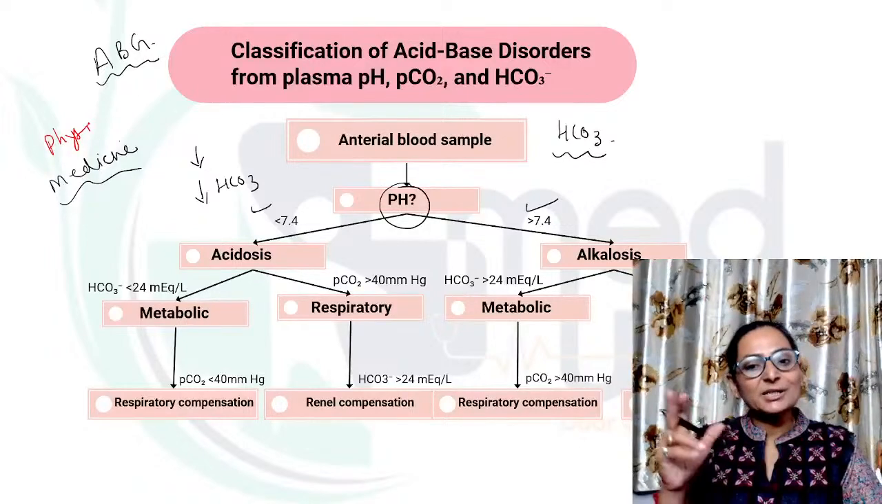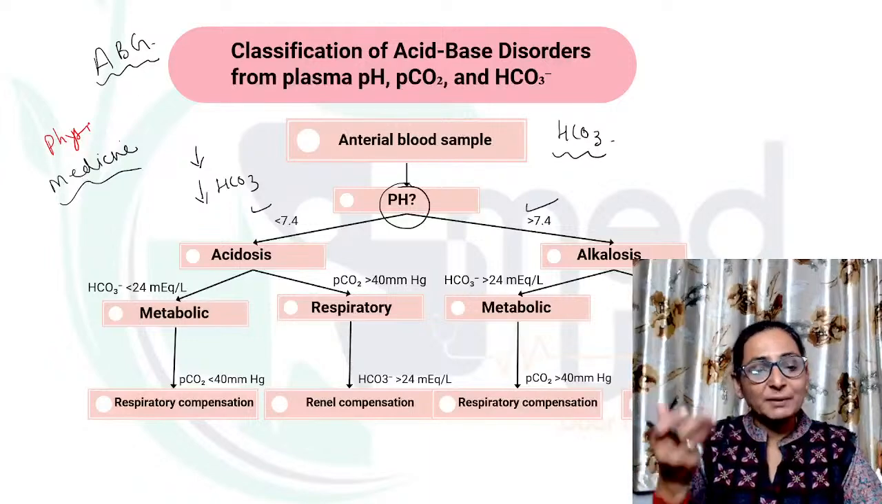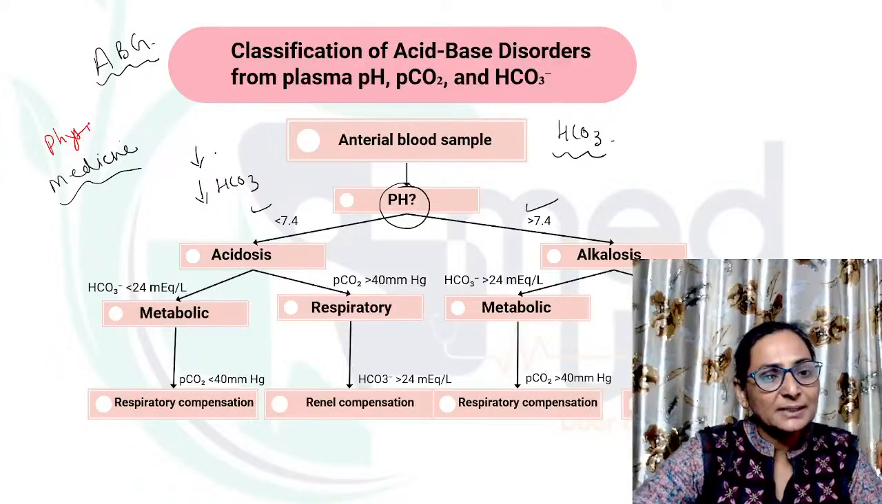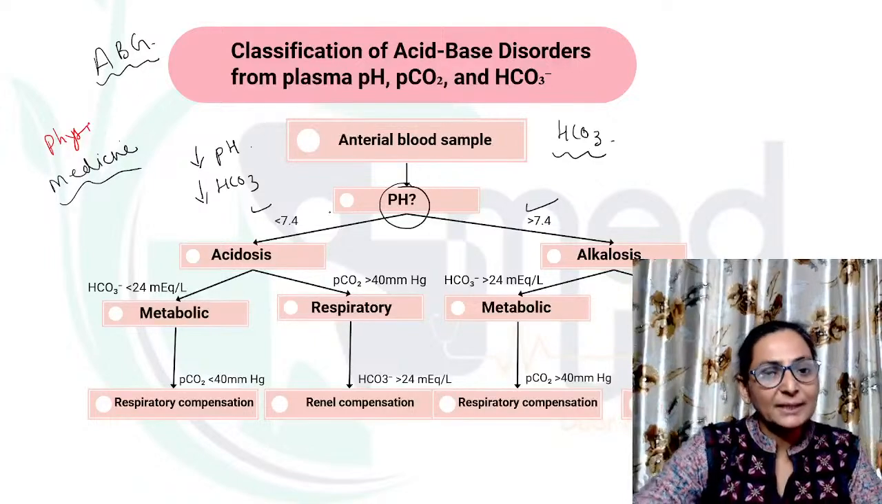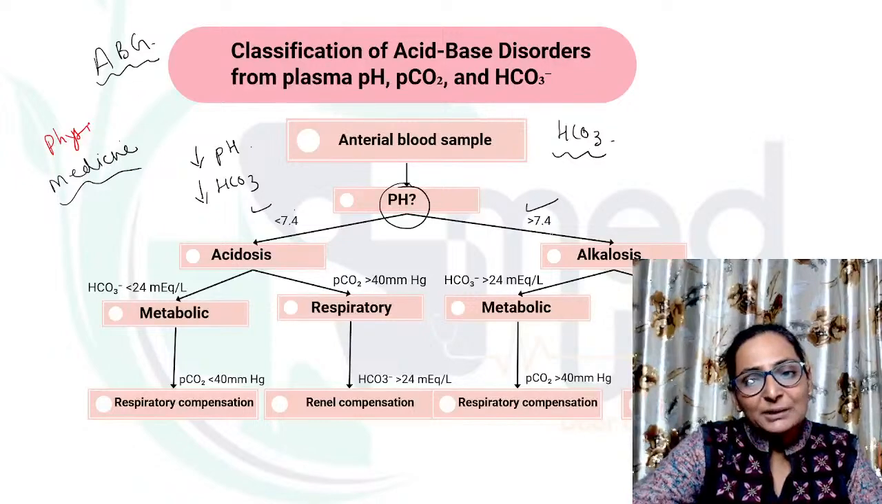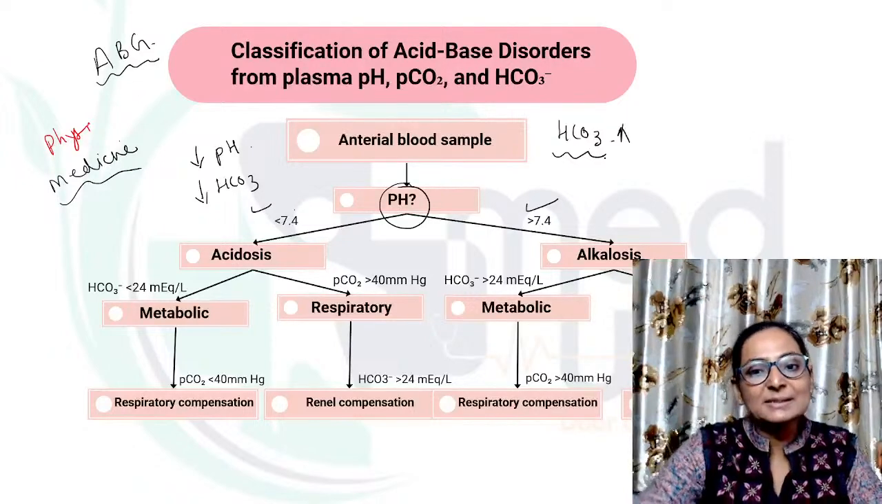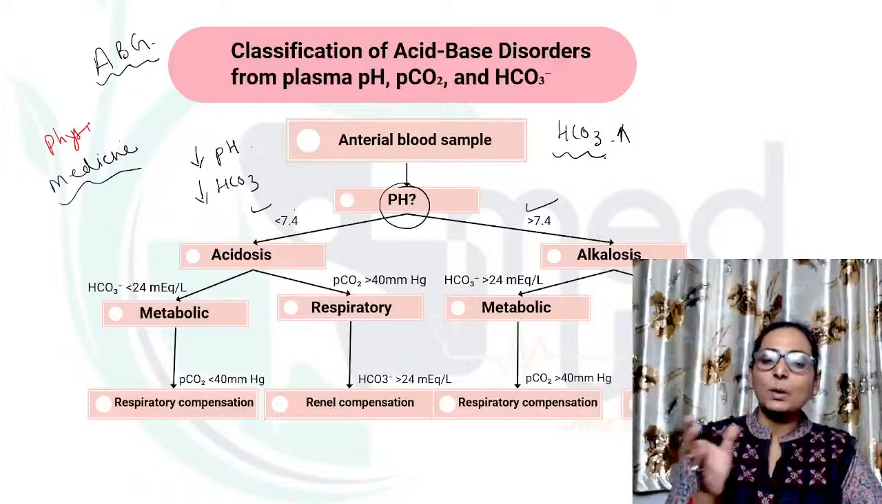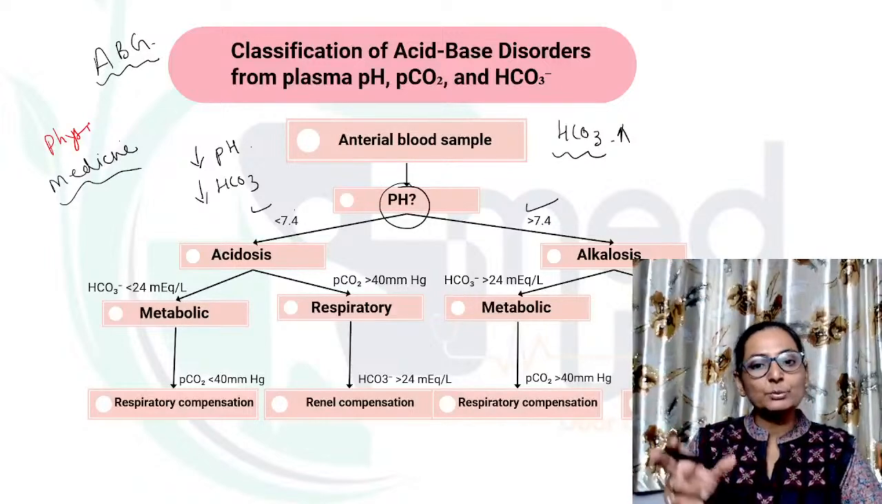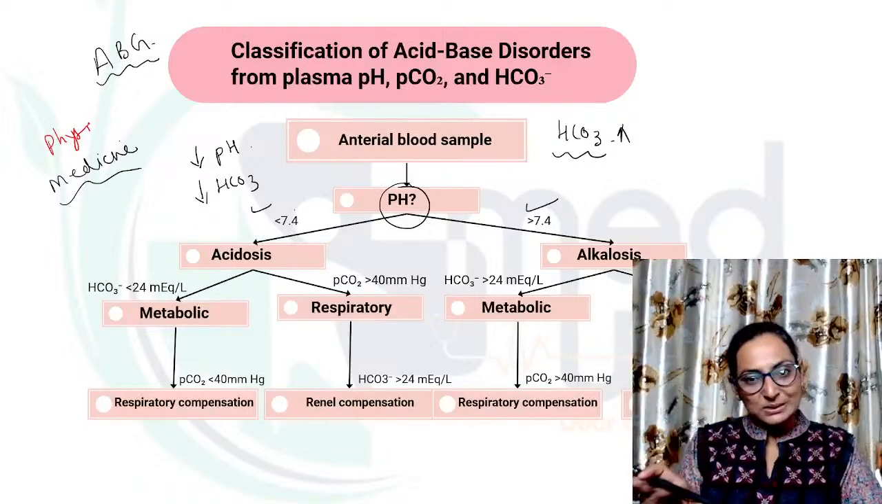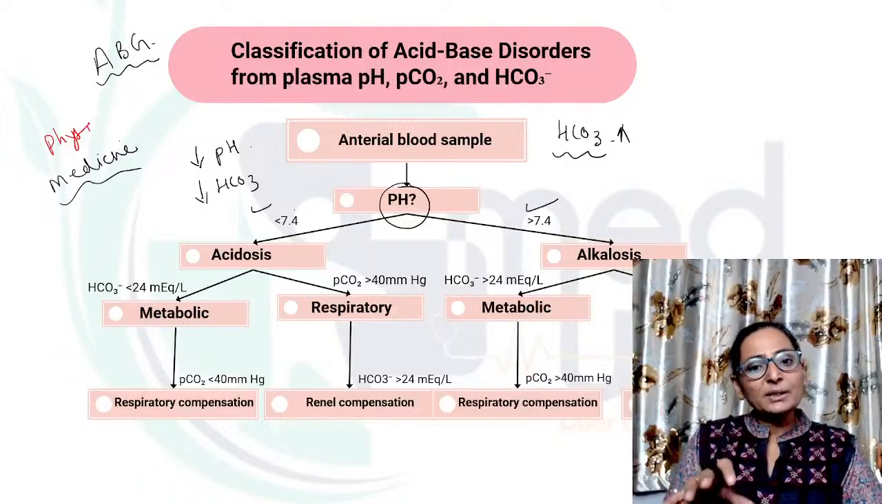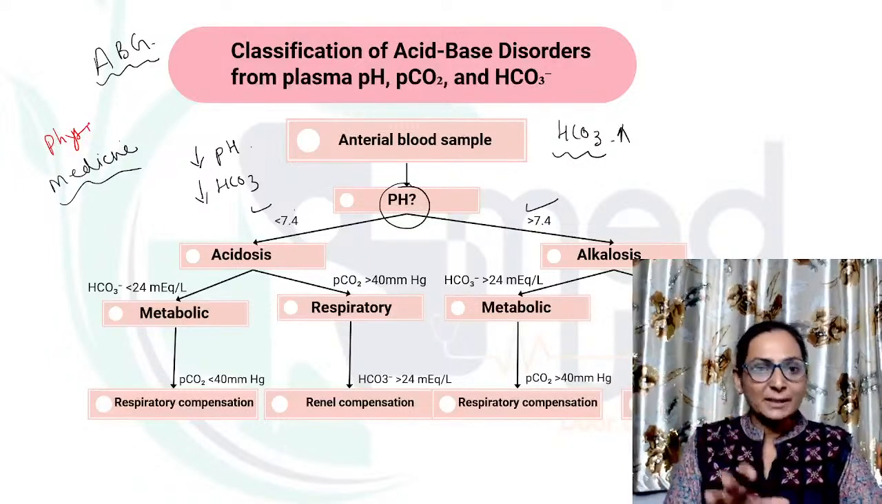Similarly, if the H plus ions are reduced or if the pH is more, right? If the pH is more, यहाँ पर क्या था? There is a decrease in pH, right? And the H plus ions were less. अल्कलाइन पीएच है और बाइकार्बोनेट ज्यादा है, सो इट इज गोइंग टू बी मेटाबॉलिक अल्कलोसिस. So metabolic is going to be associated with bicarbonates.